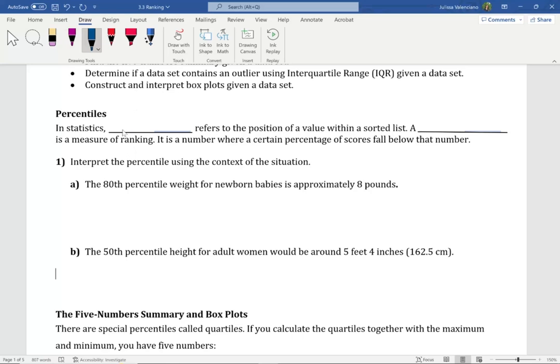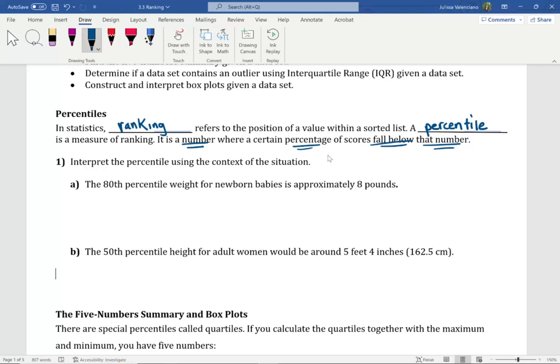In statistics, ranking refers to the position of a data value within a sorted list. In our case, we're going to take our dataset and order it from smallest to largest. When we talk about ranking, we are referring to the position of one of the data values within our list. A percentile is a measure of ranking. A percentile is a number where a certain percentage of scores fall below that number.